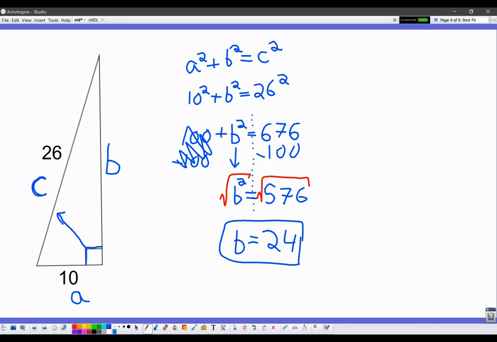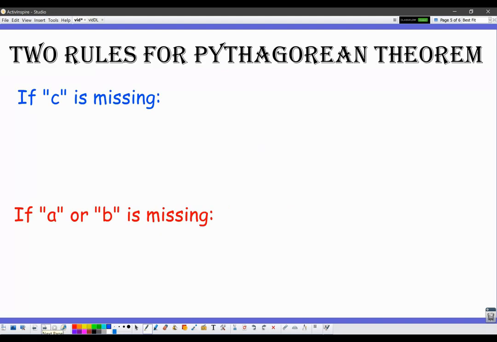Now, I would encourage you to study the process that we're using here, because knowing how to manipulate the Pythagorean theorem is very important. It helps your algebra skills, it helps you understand how it works. But I am going to show you two little shortcuts that you can use. There are two little shortcuts, two rules that we can use for Pythagorean theorem. If you know that C is missing, we can turn that equation, that Pythagorean theorem a little bit, we can manipulate it, and we can use this to solve for C directly.